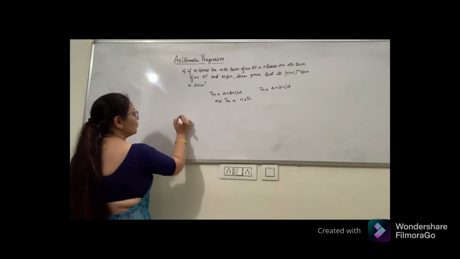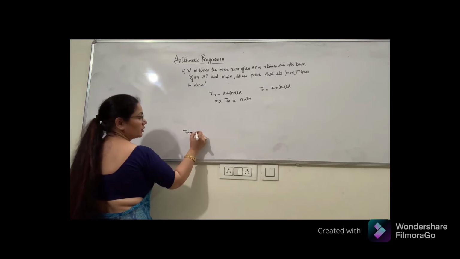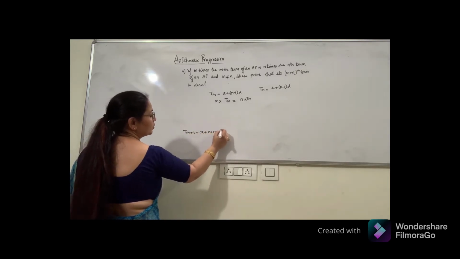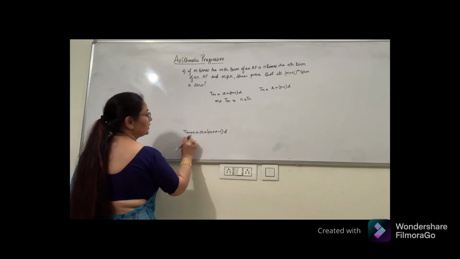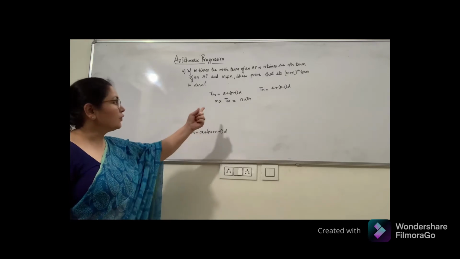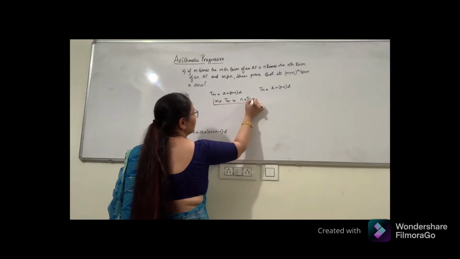we have to finally calculate what? T(m plus n), the (m plus n)th term. How will we write it? m plus n minus 1. The (m plus n)th term will be written as A plus (m plus n minus 1)D. First of all, we have to use the condition which is given.